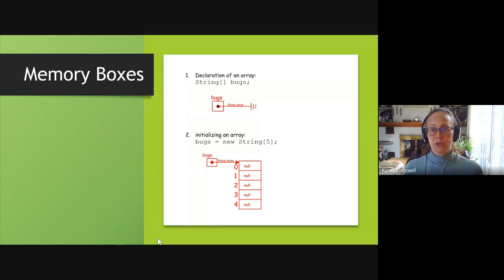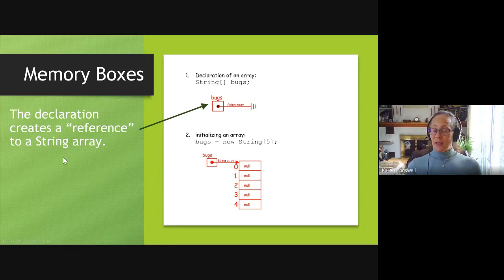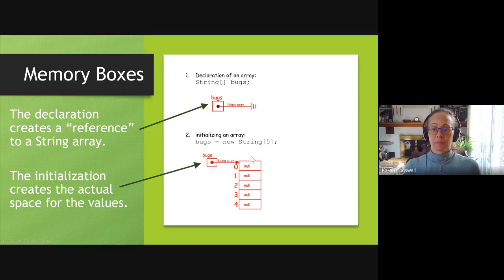So number one here shows you string array bugs. But when I say array, I'm looking at the two square brackets. That's your declaration. So really, that's a reference. So there's a reference to the space where you would have your actual values for your array. If you want to store values, you need the equal sign.